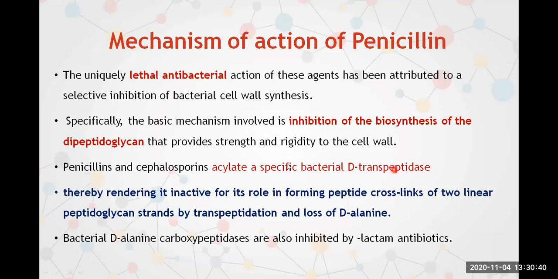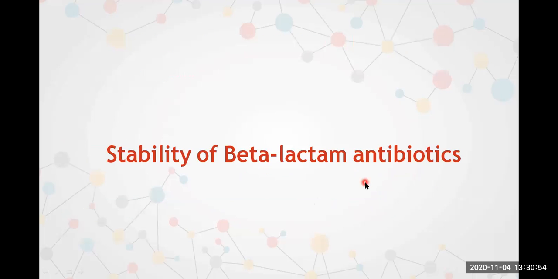So these enzymes get acylated and thus they become inactivated. So this is the clear mechanism for the penicillin class of compounds. Okay, so this is the part we covered in the last lecture, and today we'll start with the stability.